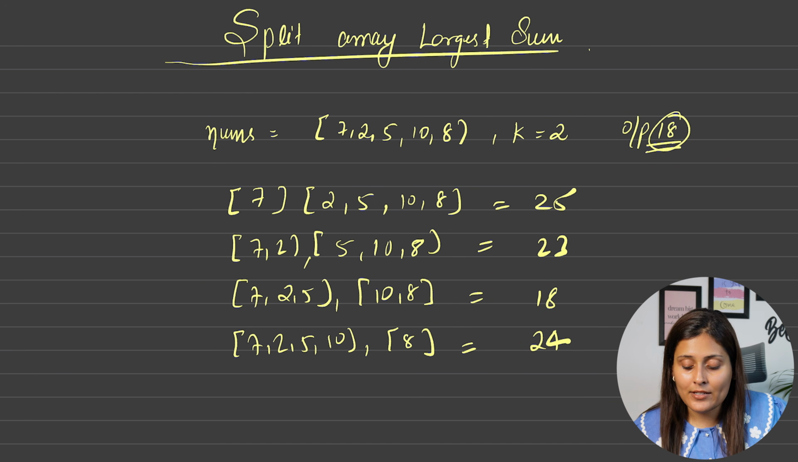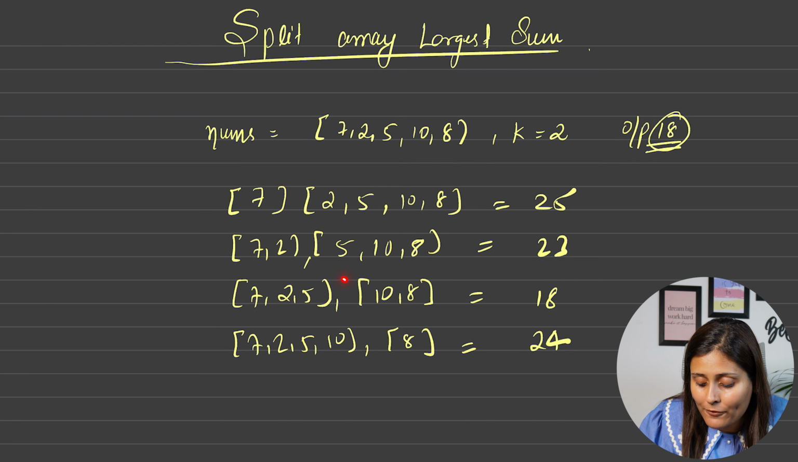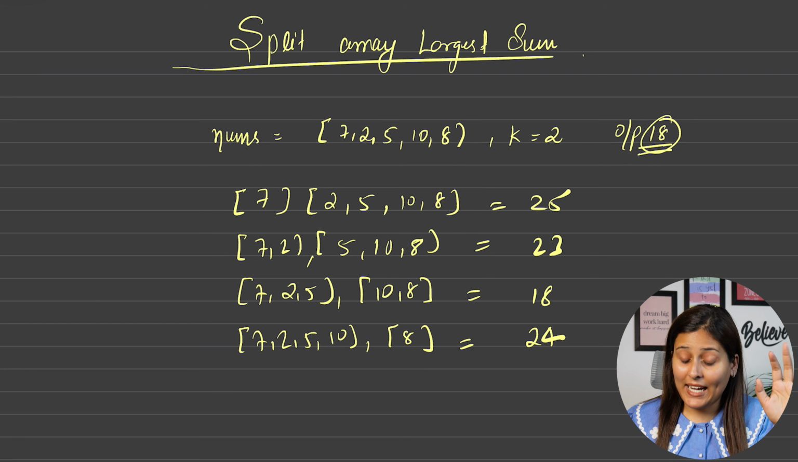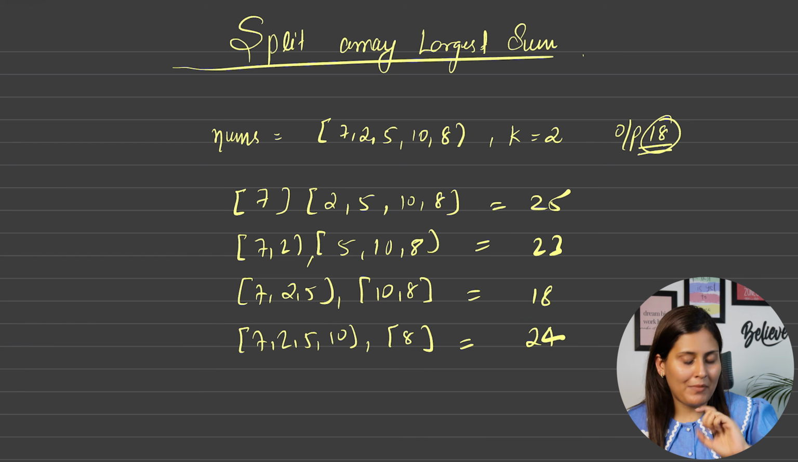But how did I find this? Question says minimize the maximum summation. So basically you have to divide it into two parts, and whatever will be the summation of these two parts, now out of this you have to take the maximum. And hence 18 will be our answer out of all, because that is what minimizes the maximum one.